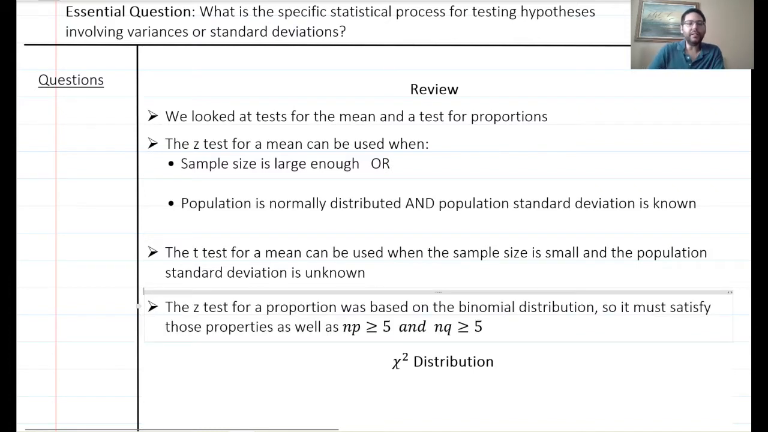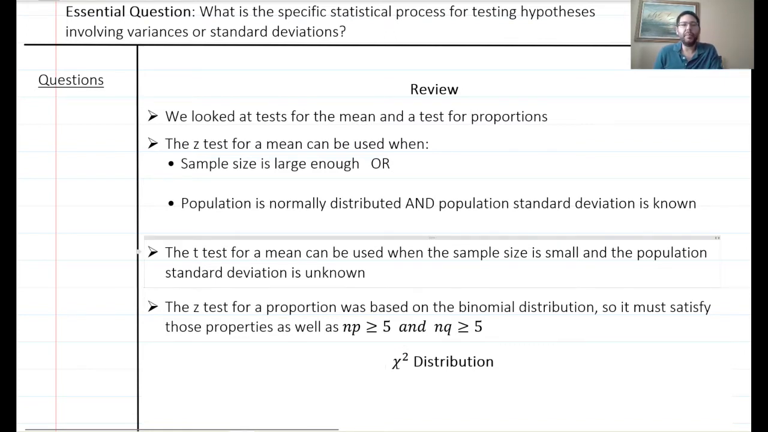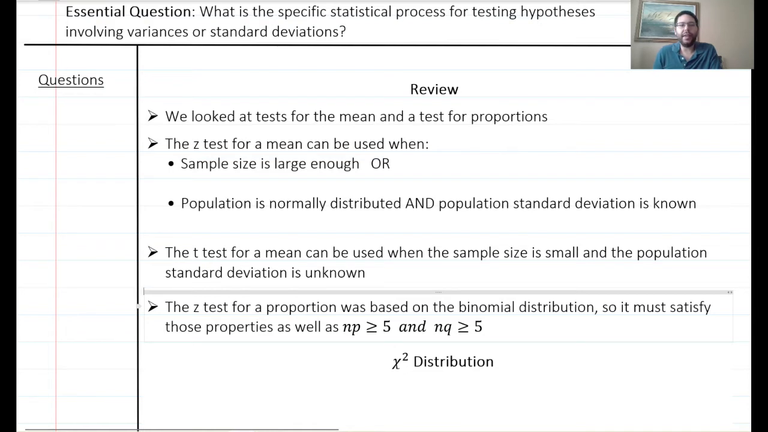And then most recently, we did the z-test for a proportion, and that was based on the binomial distribution, success or failure. So it must satisfy those properties, as well as the fact that the sample size has to be large enough, which in the case of the z-test for a proportion, np is greater than or equal to 5, and nq is greater than or equal to 5. They both have to be satisfied.